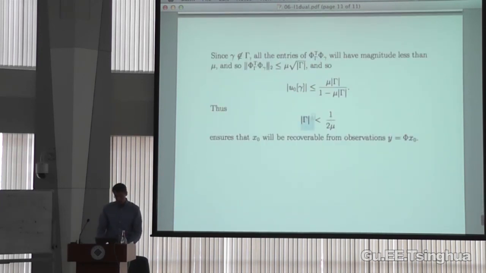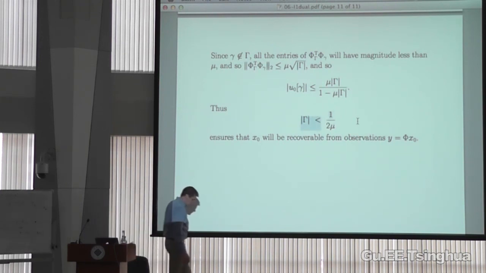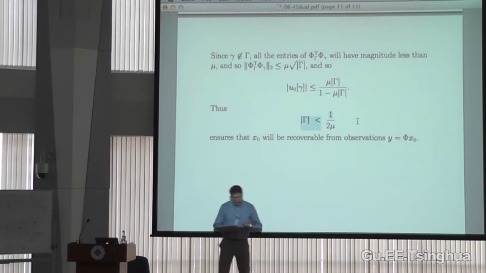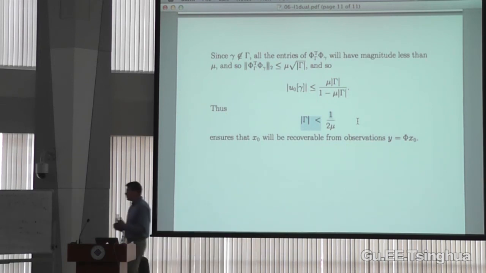And you get this nice condition that if the size of your support set is less than 1 over twice this coherence, then this stuff works. Remember that in the spike and sign case, this coherence was 1 over square root of n. So we recover square root of n over 2 here. We've just lost a little more because we're doing things in general terms instead of 3/4. Okay, so that's a nice application of these duality conditions.